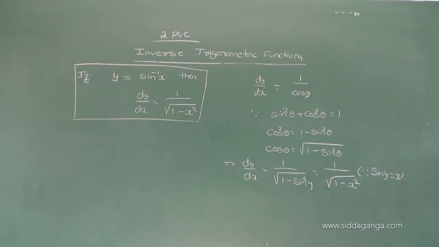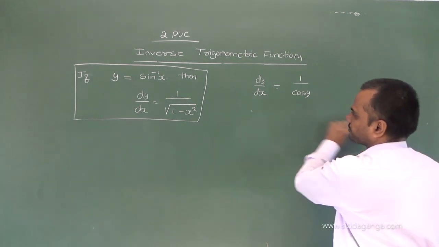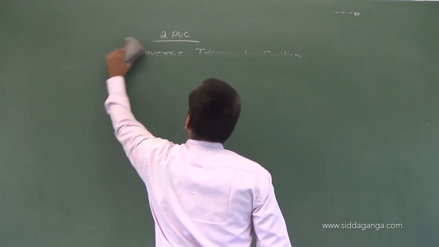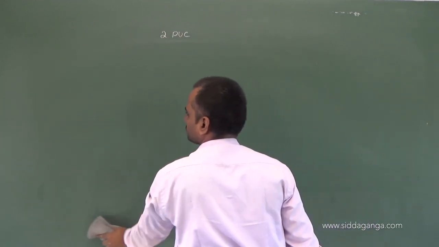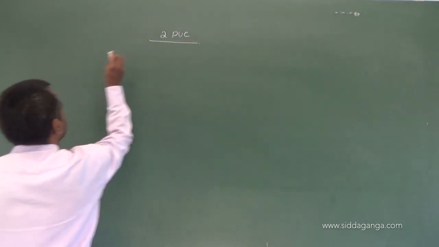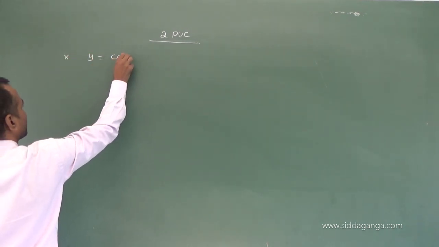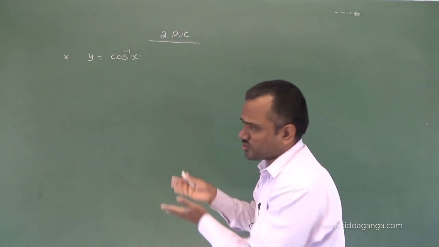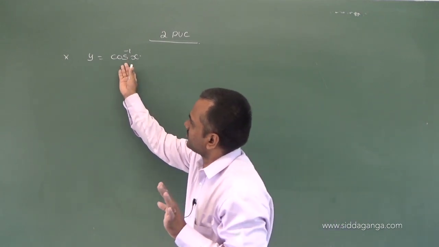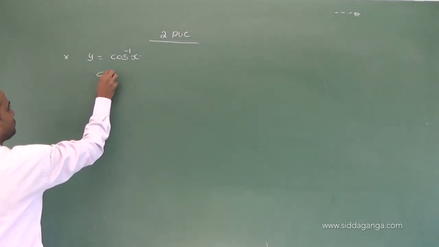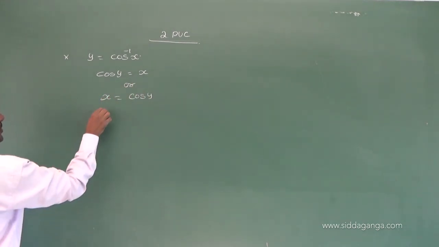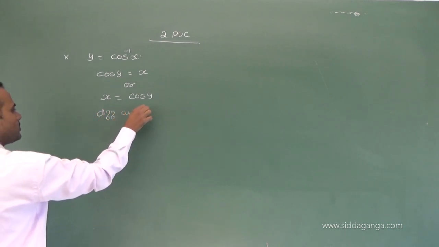Next inverse trigonometric function. Y is equal to cos inverse x. Same procedure what we followed in the previous problem. We shift cos from right side to left side. X is equal to cos y. Differentiate with respect to y.